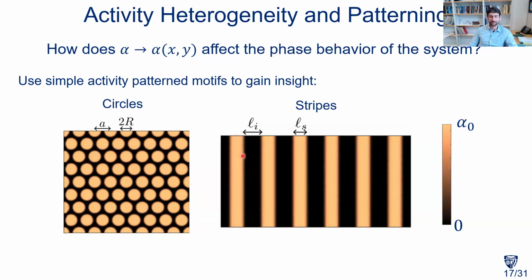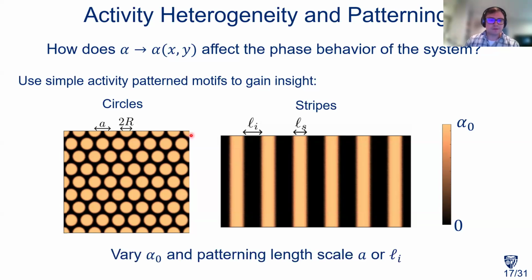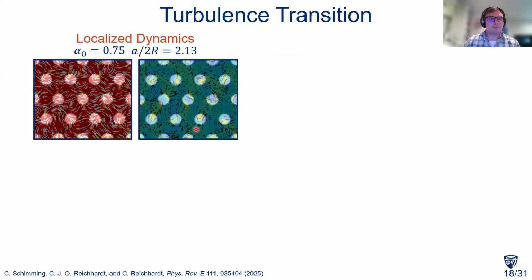Okay. Right. So the color is the activity. The tan regions are highly active, and the black regions have no activity. The whole point of the study was to vary the maximum activity as well as the length scales for the patterning, so either the distance between the circles or the distance between the stripes. Let me show you what we found for the circles first.